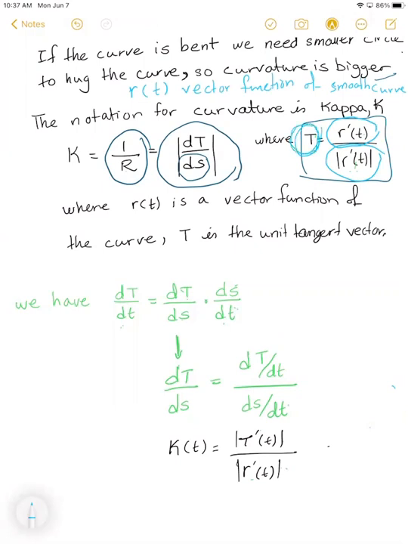So to find a unit vector, we always divide the vector by its magnitude. If I divide r prime by its magnitude, then I have a unit tangent vector. But r prime by itself, without this division, gives me a tangent vector. And the change of the unit tangent vector with respect to arc length, the magnitude of that, is going to be called kappa, or the curvature.